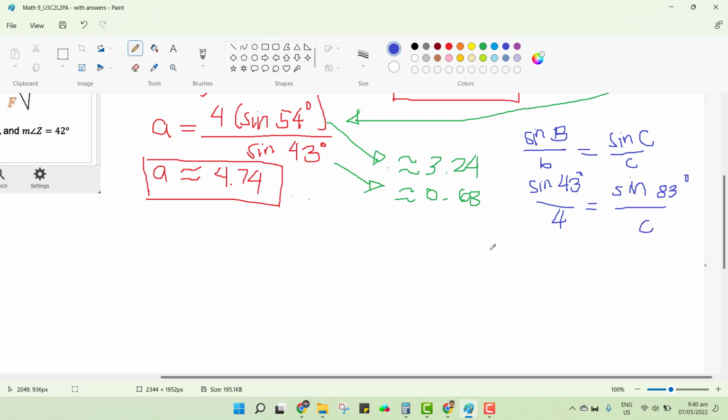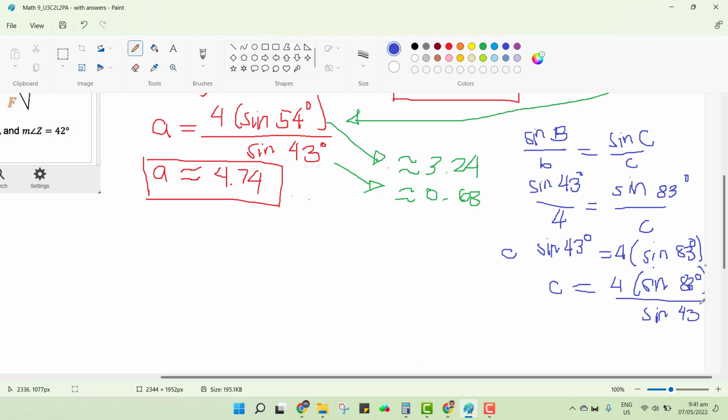So we use the fundamental law of proportion. You will have C times sine 43 degrees is equal to, again, use the proper notation, 4 sine 83 degrees here. And divide both sides by sine 43. The value for C is computed as 4 sine 83 degrees all over sine 43 degrees.